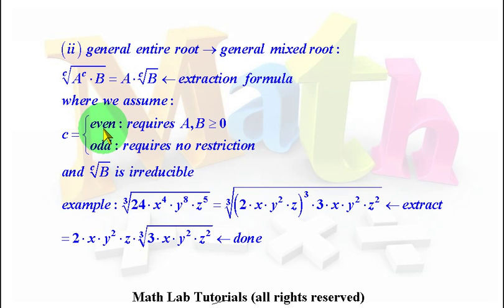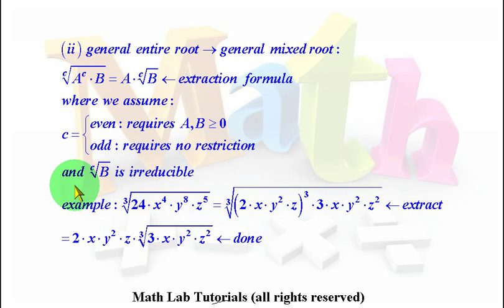Now when c is even, for example, the c over here could be 2, 4, 6, 8, etc. The c here and the c there. It requires that a and b be both greater than or equal to 0. In other words, the good guy has to be greater than or equal to 0, and the bad guy has to be greater than or equal to 0. Otherwise, we start getting into complex numbers. On the other hand, if c is odd, we require no restriction. There's no restriction when c is odd.